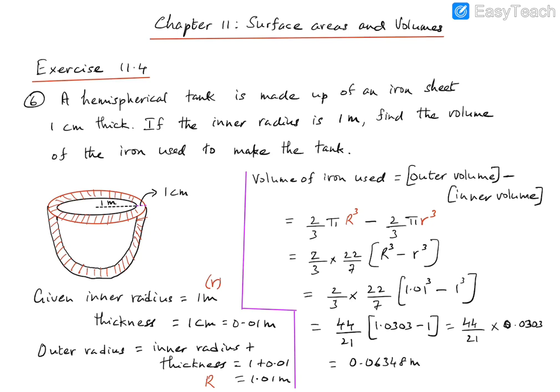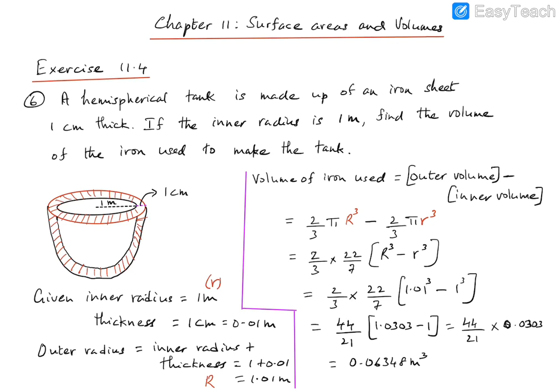348 meter cube. Okay, so that's the answer for the volume of the iron used to make the hemispherical tank. And that is what we have to do here. So basically the way to approach this problem is to take the difference between the outer volume and the inner volume. That gives us the volume of the material used to make this hemispherical tank.